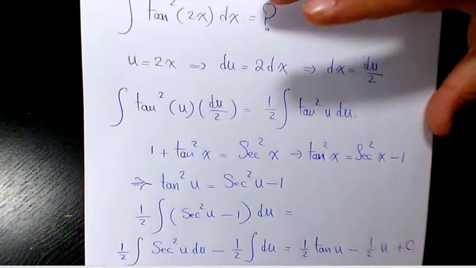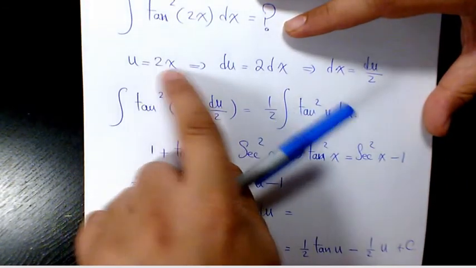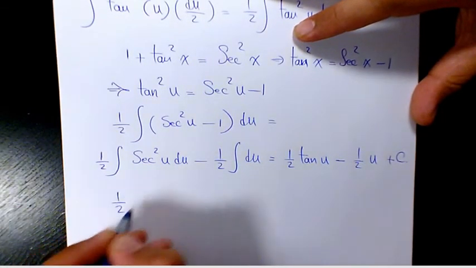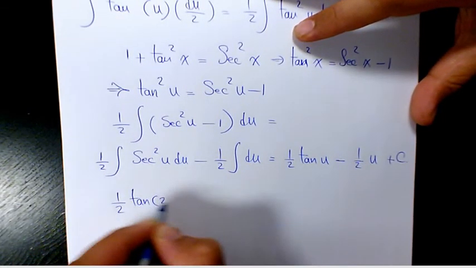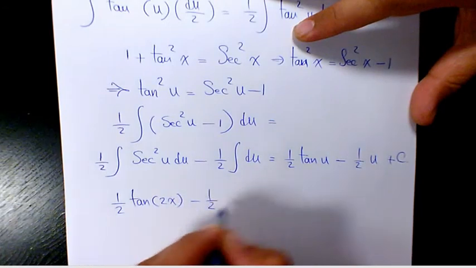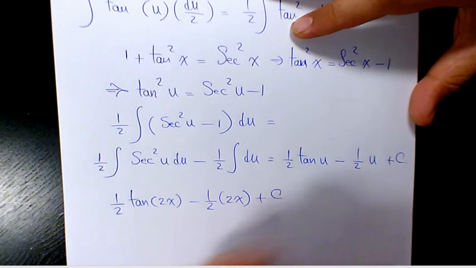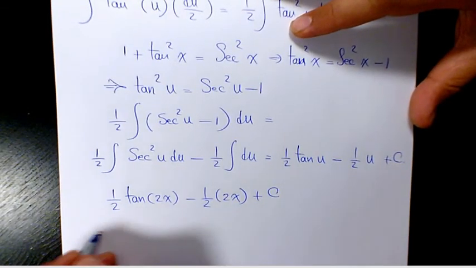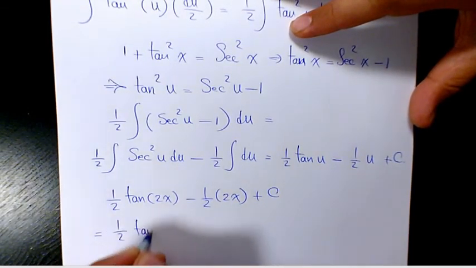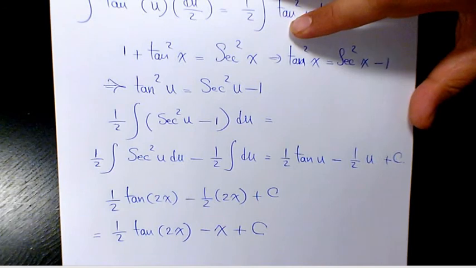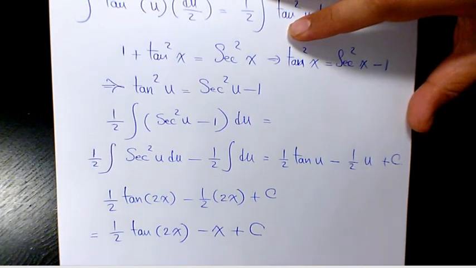So what is u? u is 2x. So that's going to be 1 over 2 tan 2x minus 1 over 2 times 2x plus a constant number, which will be 1 over 2 tan 2x, the 2 and the half cancel out, minus x plus a constant number. So that's going to be the final answer.